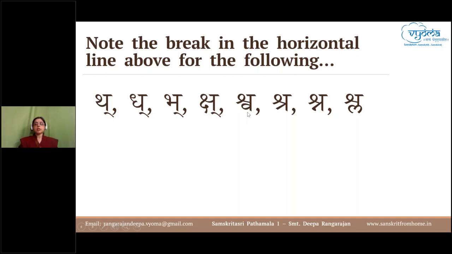Now we saw that Shakara takes a different form while combining with the other consonants, and every time it takes this form of a loop, you have to break the horizontal line above and not run it continuously over it. So this is one feature which I wanted to point out to you, because when you're practicing, you can practice it right from the beginning.